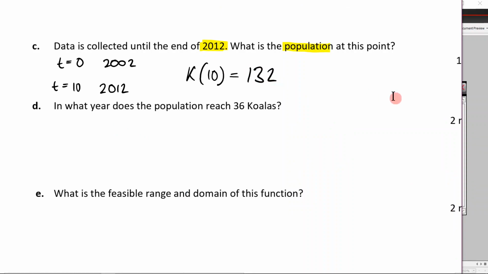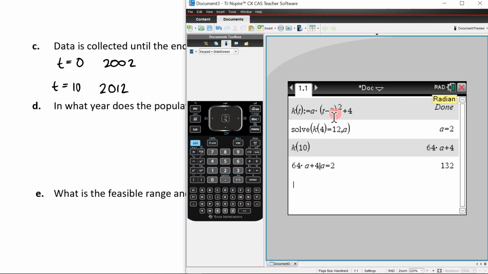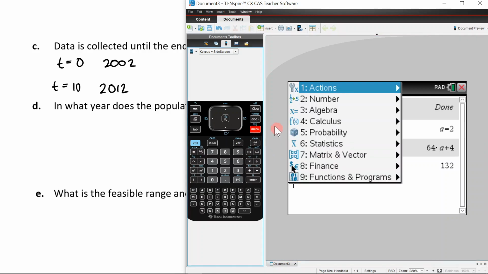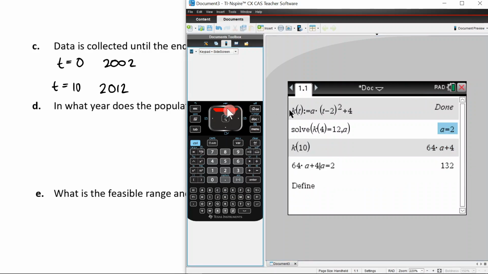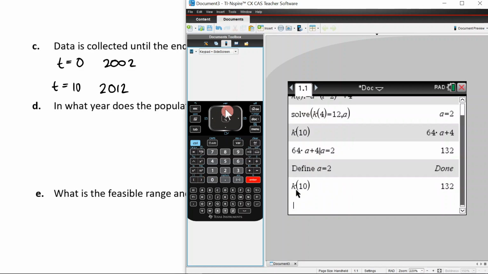But if you wanted to make sure that we defined it correctly, what you'd have to do is this. There's a couple of different ways you could do this. You could go menu, you could go actions, you could go define, and then you could just come up here, hit enter again, and now it's defined A as being equal to 2. So that means when I go K of 10, it just gives me 132 straight out now, because now it knows A is equal to 2.